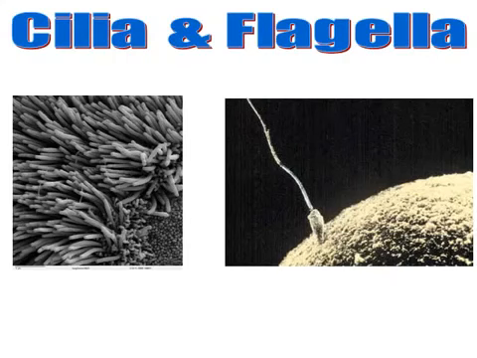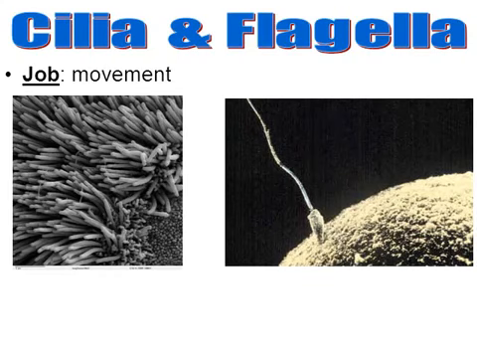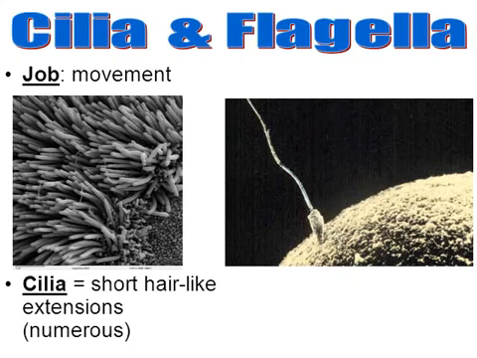A couple other cell parts I want to mention are used in movement, and that's the job of cilia and flagella. Now, not all cells move, so not all cells have cilia and flagella. But if cells move, they probably have either cilia or flagella. The picture on the left shows the cilia, short hair-like extensions. There are numerous, hundreds and thousands of them per cell, way too many to count. Very short, stubby, almost like eyelashes.